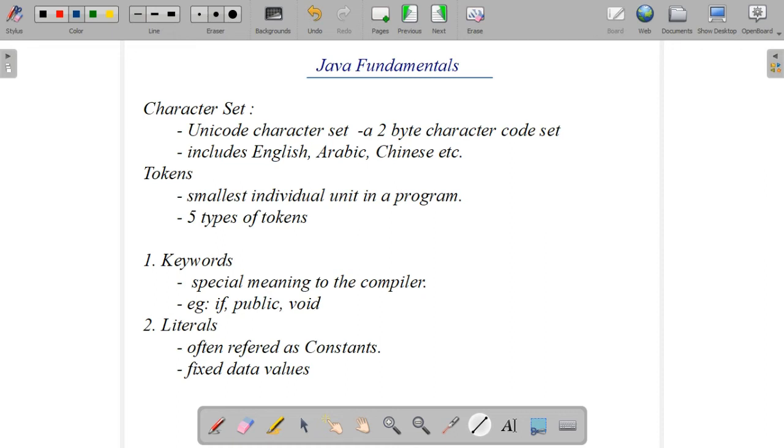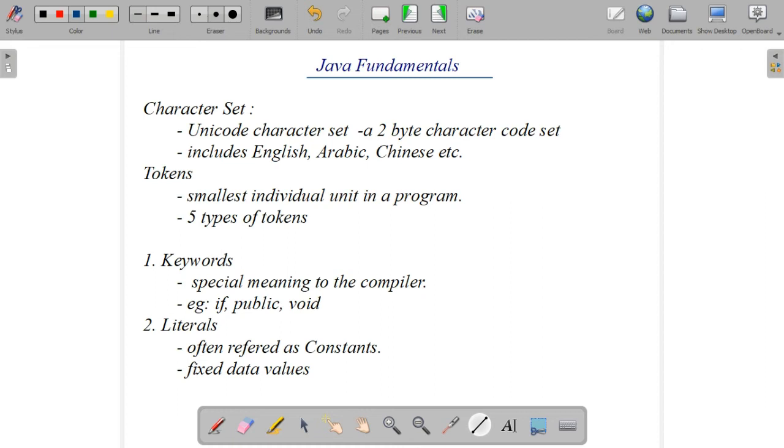Literals are often referred to as constants. So what do you mean by constant? For example, if you are studying the value of pi, it is a constant. You know that the constant value pi equals 3.14. So what is a constant? It's a fixed value or fixed data value. It won't change. That is the literal. So what are literals? Literals are data items that are fixed data values, and different kinds of literals are there.